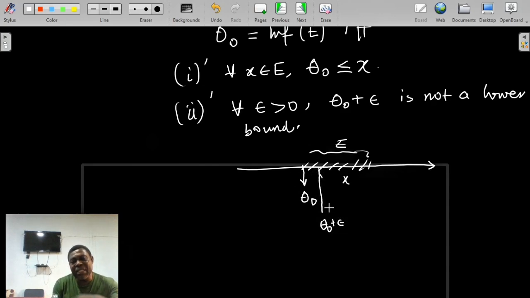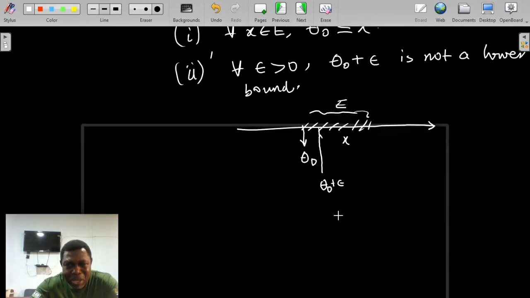What this means is that theta naught plus epsilon not being a lower bound means that there is something in the set that must be smaller than theta naught plus epsilon. Otherwise, theta naught plus epsilon would be smaller than everything in the set, and that contradicts the fact that theta naught is the greatest lower bound, because in this case we would have something bigger than theta naught that is still a lower bound. So theta naught plus epsilon is no longer qualified to be a lower bound. That is what we are saying.